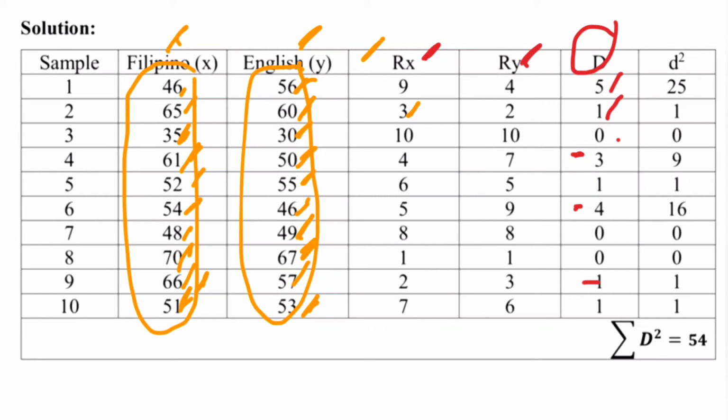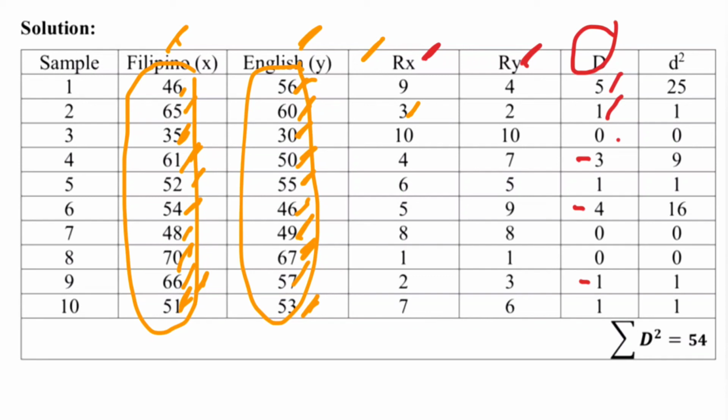So, therefore, we have now the difference. Okay. I-clear ko lang po, ito po ay negative 3. Okay. Negative 3. Ito po ay negative 3. Ito ay negative 4. Ito ay negative 1.